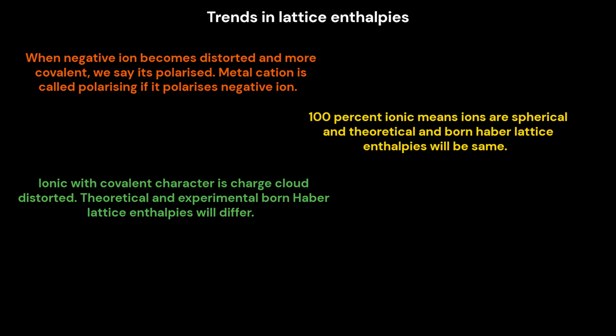When a negative ion becomes distorted and more covalent, we say it's polarized. A metal cation is called polarizing if it polarizes the negative ion. 100% ionic means ions are spherical, and theoretical and Born-Haber lattice enthalpies will be the same. Ionic with covalent character is when the charge cloud is distorted. Theoretical and experimental Born-Haber lattice enthalpies will differ.